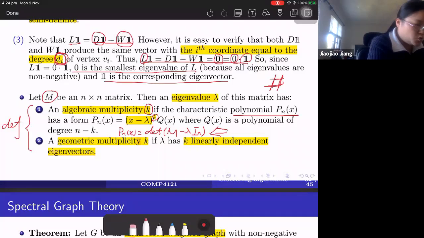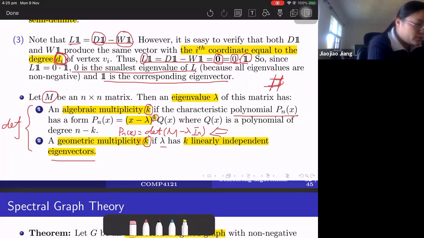Okay, you might have learned this definition before. The second multiplicity is called geometric multiplicity. The geometric multiplicity is K if lambda has K linearly independent eigenvectors. So the second definition is very easy to understand. For this eigenvalue lambda, if it has K linearly independent eigenvectors, then we say K is the geometric multiplicity.